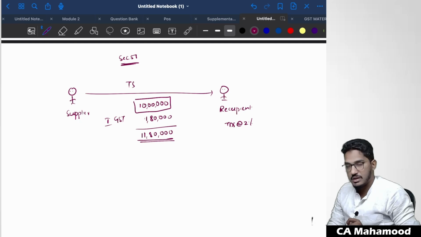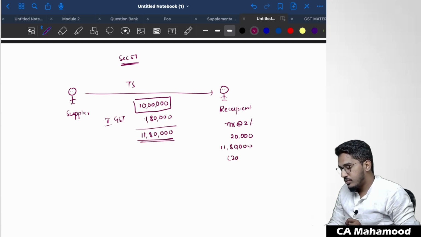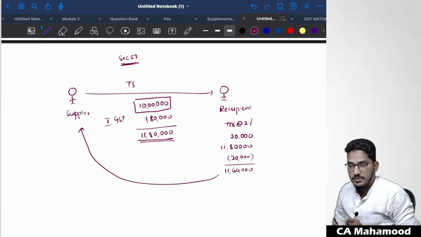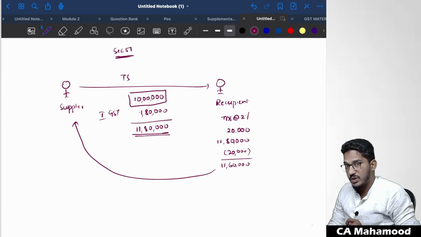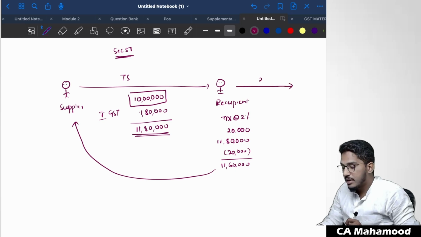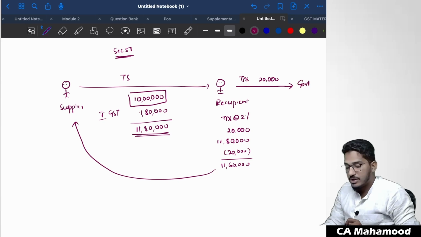If I calculate 2%, how much will it be? 20,000 rupees will be deducted. So out of 11,80,000, 20,000 is going to be deducted, and only 11,60,000 will be paid to the supplier. This 20,000 deducted by the recipient, we call it TDS. Sir, what will the recipient do with this TDS amount? Can he enjoy it? No, he will deposit that 20,000 rupees of IGST TDS with the government against the GSTIN number of the supplier.